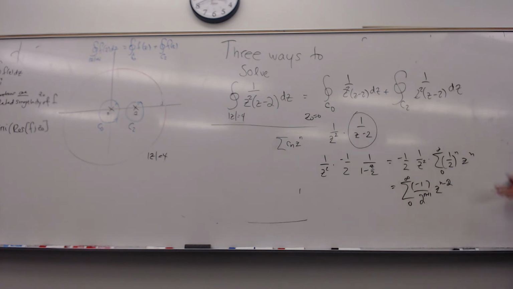Okay, so what's the residue of this series? Well, it's the coefficient that goes with the z to the minus 1 term. So pick out the n that does that. Which value of n produces the one we want? If I plug in n equals 1, I get minus 1 over 2 to the 1 plus 1 times z to the minus 1. And that value right there, that's the residue. It's the coefficient of the z to the minus 1 term. So the residue of f at 0 is minus 1/4.